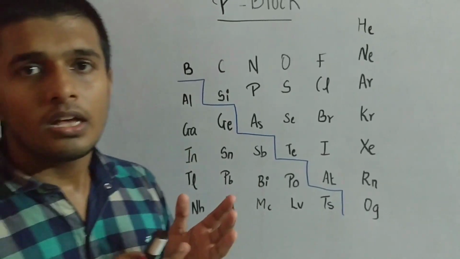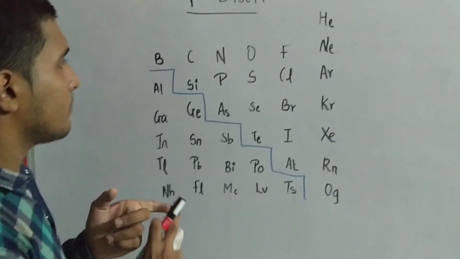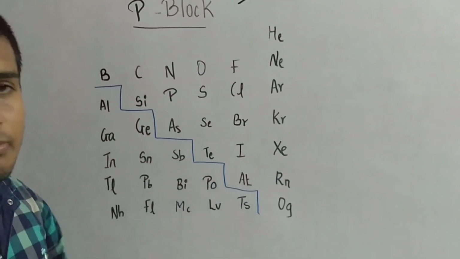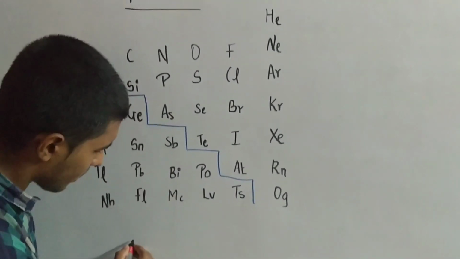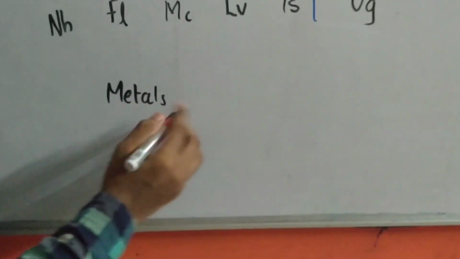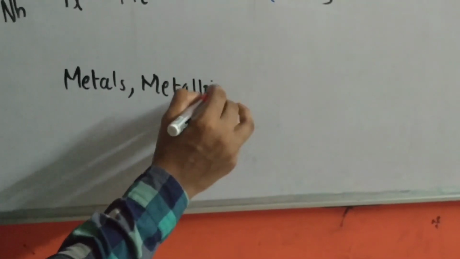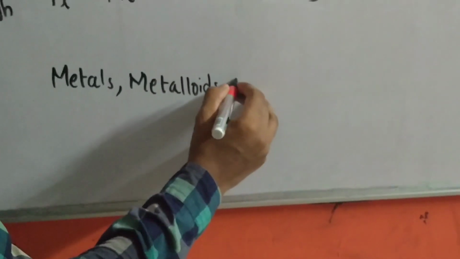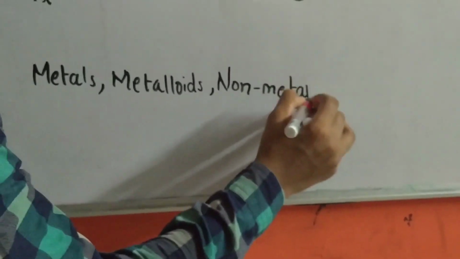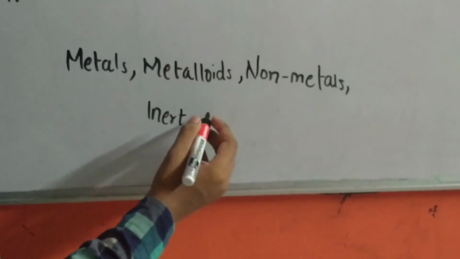P block contains poor metals, metals, metalloids, and last but not the least, non-metals. But there is one more thing, that is including the inert elements. I am writing both poor metals and metals the same thing, metals, metalloids, which are also known as semi-metals, non-metals, and last but not the least, the inert elements, which can be said as the noble gases.